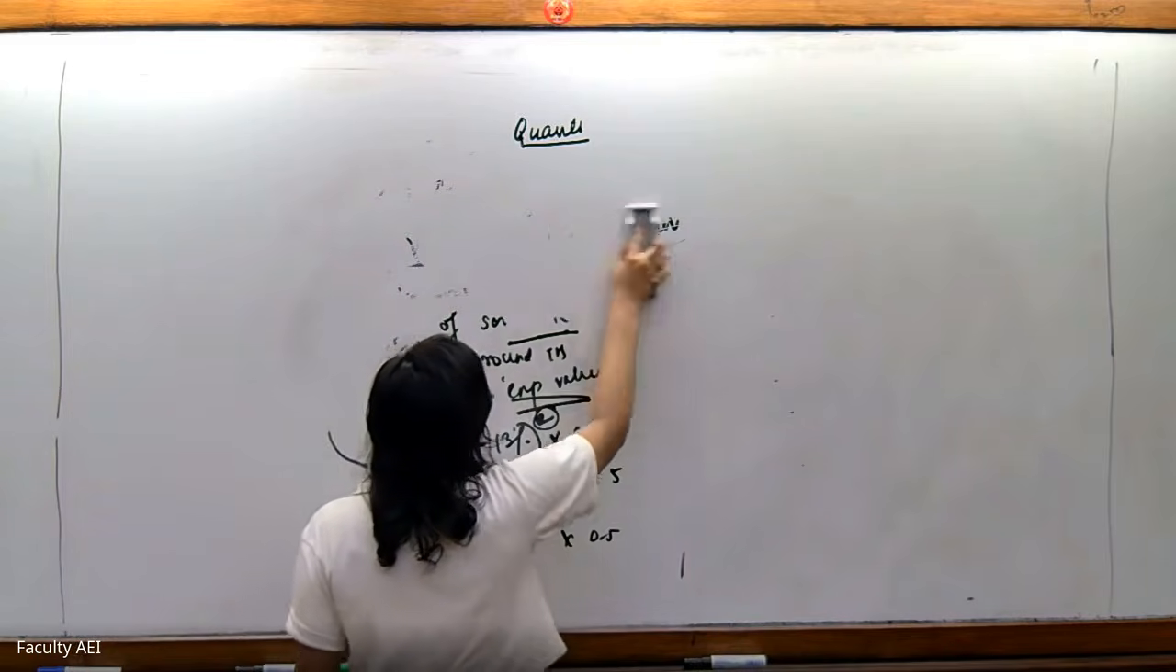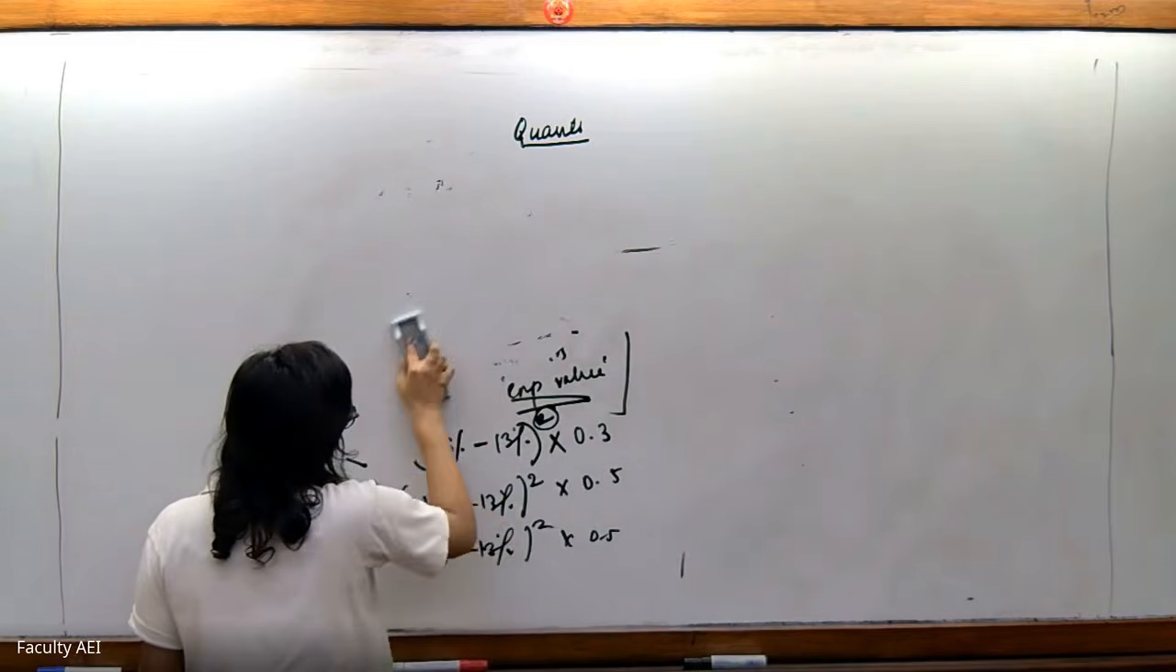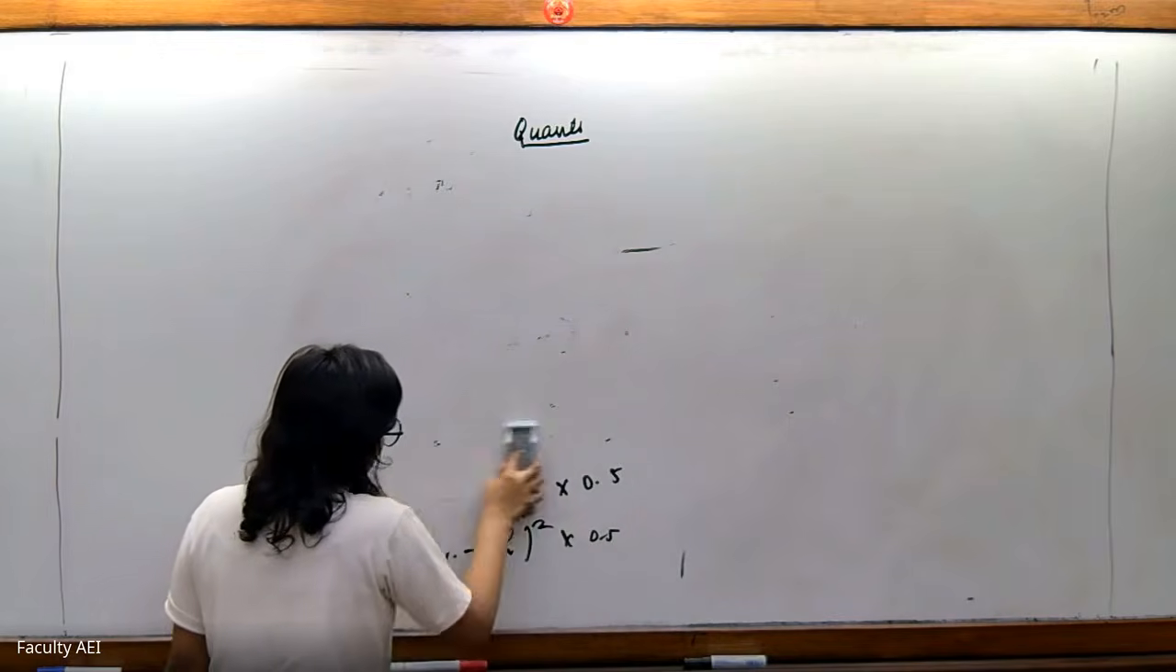So this was about variance and standard deviation. From here, we move on to the Bayes theorem.